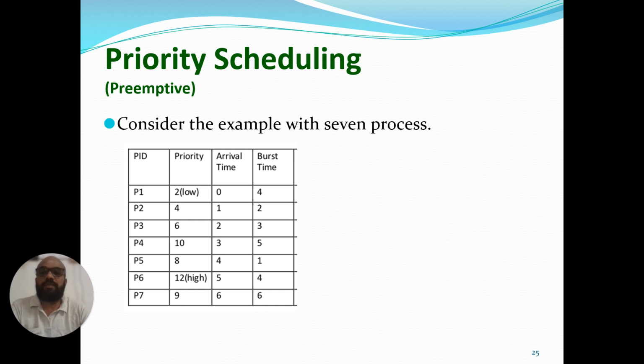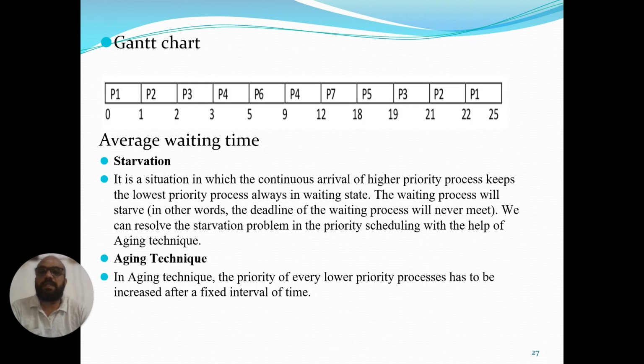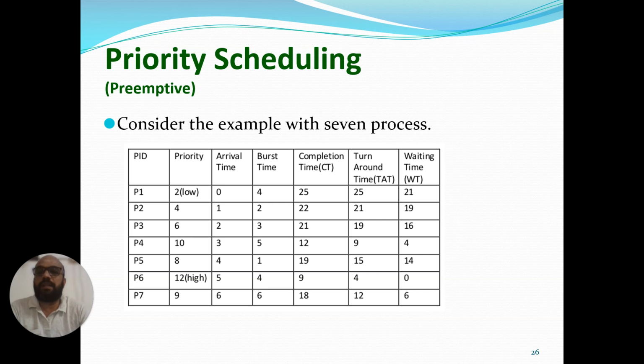The arrival times of P1 and P2 are mentioned, and up to P7 we have the arrival time and the corresponding burst time. Here we need to find the waiting time and turnaround time. This is the Gantt chart. Each process gets its turn at a different time. For example, P1 arrives at 0 and executes for the next 2 seconds, and meanwhile P2 arrives.